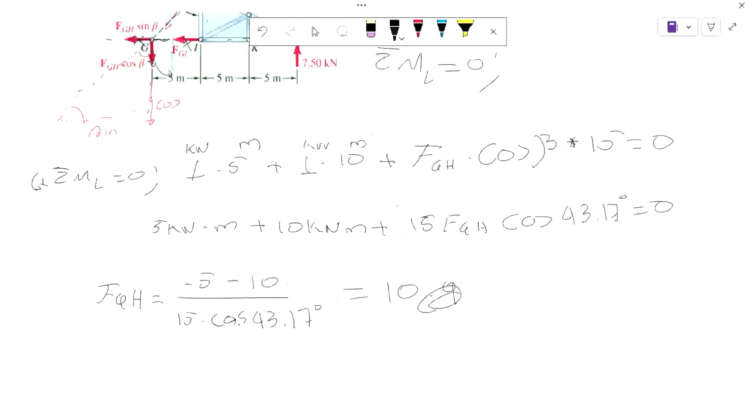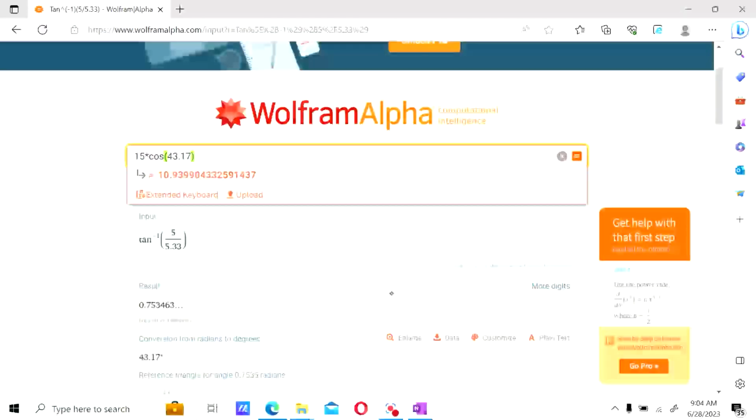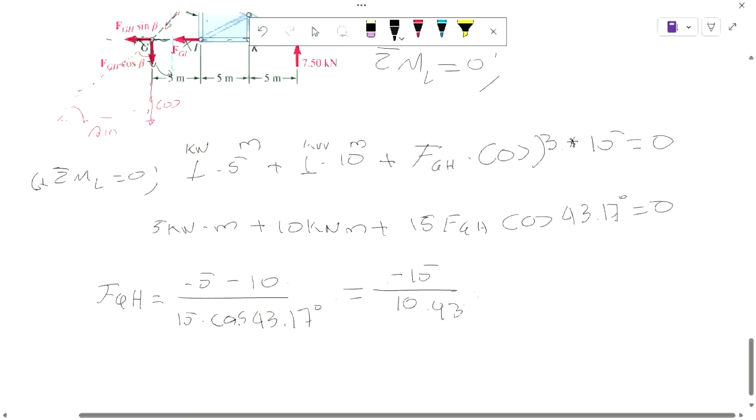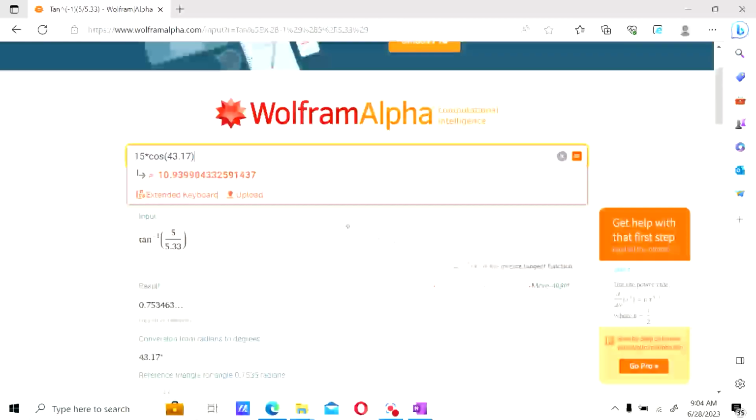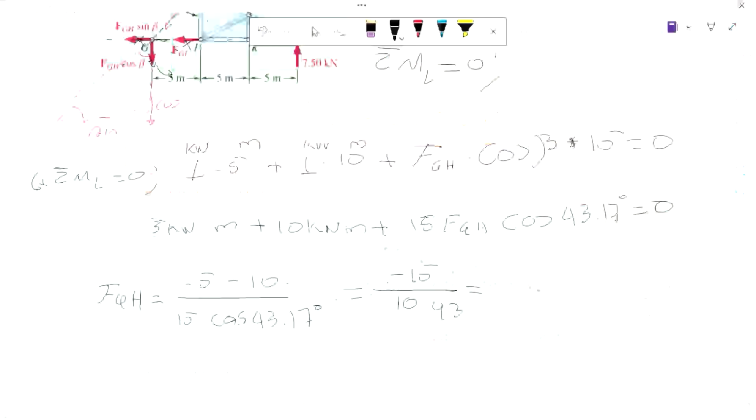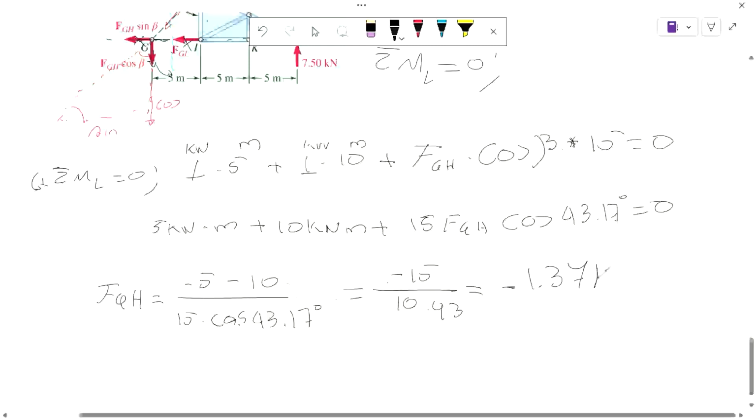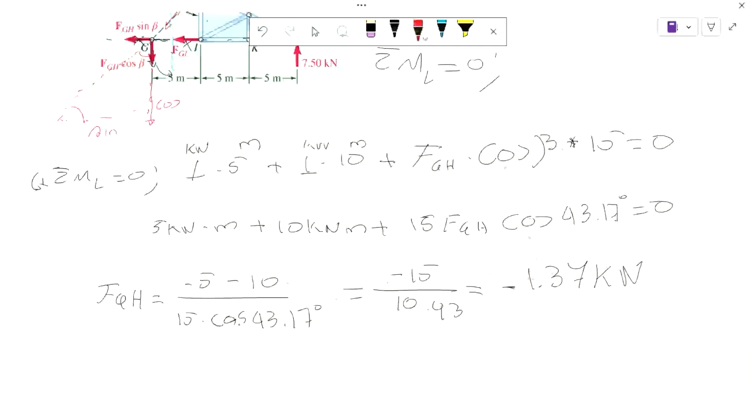Well, that's not the whole solution. I apologize. That is what we divide as the denominator. So this is -15 over 10.93. -15 divided by 10.93 is -1.37 kilonewton. All right, so this is F G to H.